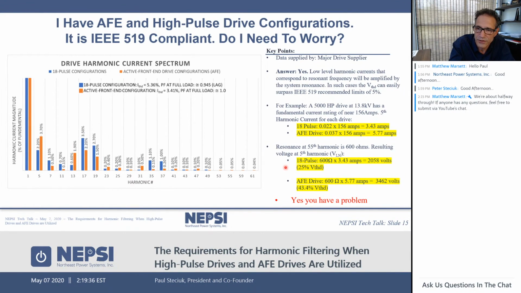If we do the calculations for the 18-post drive, you'll see here that you have near 2,000 volts of 5th harmonic voltage, which equates to a 25% total harmonic distortion, VTHD. For the active front end, it's even worse. We climb up to 43.4% VTHD. So yes, you do have a problem. When doing power factor correction, always consider even the low harmonic output from drives, because those low harmonic outputs can create a significant amount of voltage distortion.